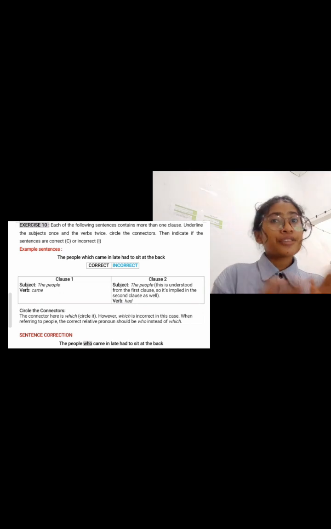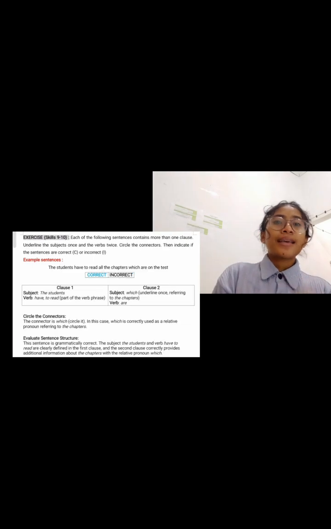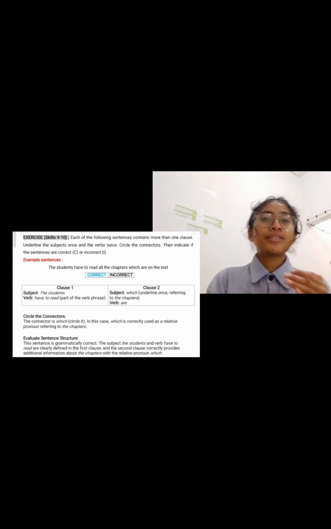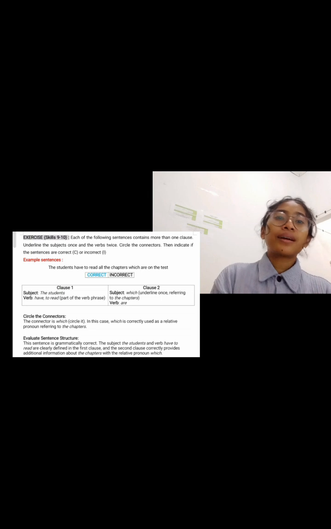Exercise skill 9 to 10. Each of the following sentences contains more than one clause. Underline the subjects once and the verbs twice. Circle the connector. Then indicate if the sentences are correct or incorrect. Okay, guys, an example of the sentence is as follows: The students have to read all the chapters which are in the text.